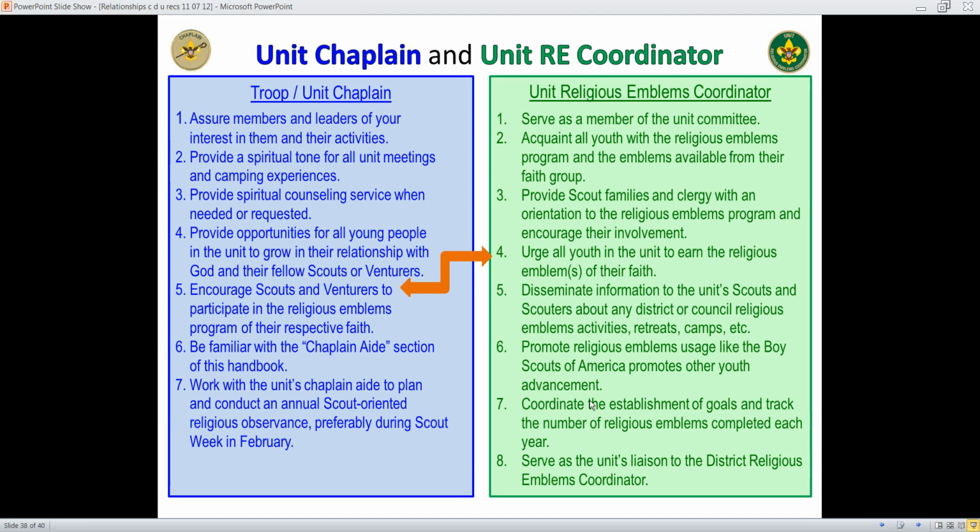But you do notice number 5 on the unit chaplain, encourage scouts and adventurers to participate in the religious emblem program of their respective faith. And then number 4 on REC, urge all youth in the unit to earn religious emblems of their faith. That is obviously a very similar statement. The others are supportive of one another, but they are not duplications. So I strongly encourage you to enlist a UREC as well as a unit chaplain.